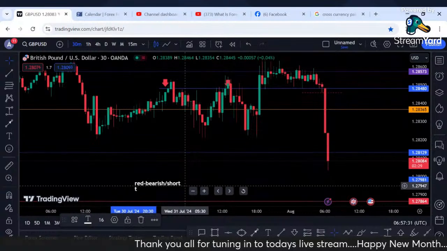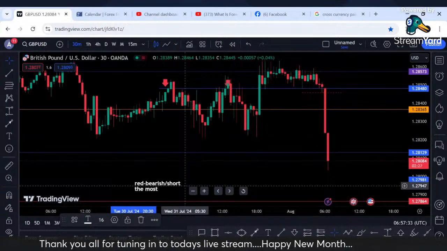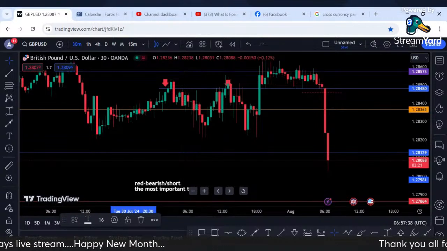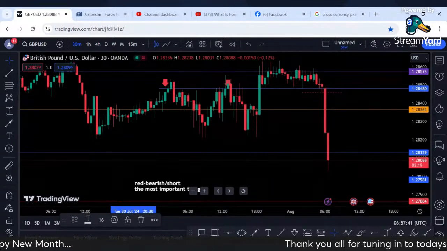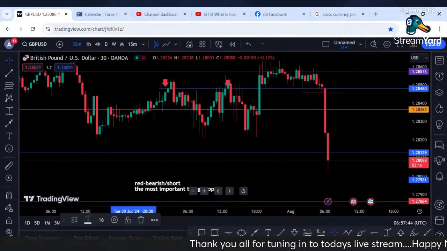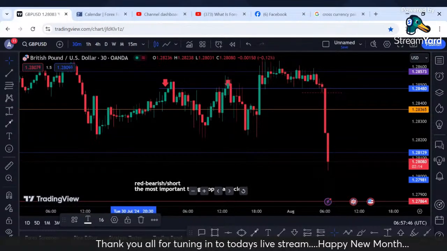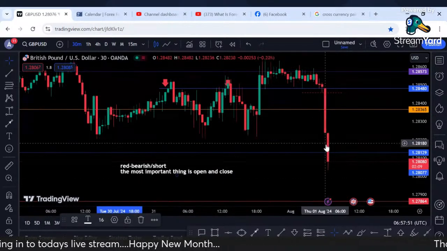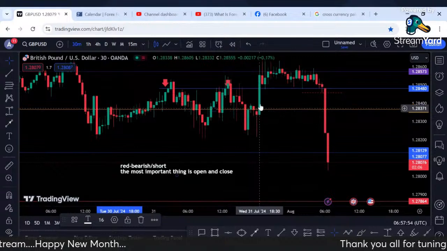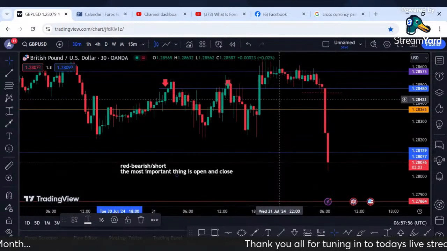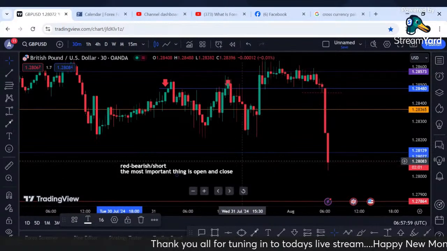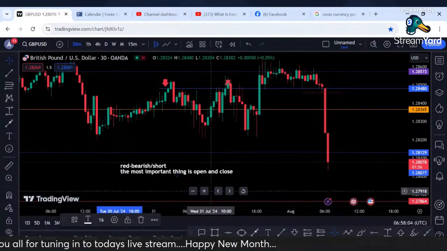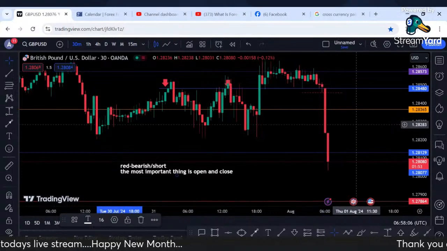The most important thing is the open and close. That's the most important thing. So the colors don't matter. You can use black to represent your bearish candle. You can use green to represent your bearish candle. You get it? So the colors don't matter. The most important thing is the open and close.